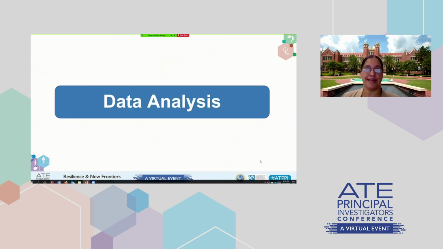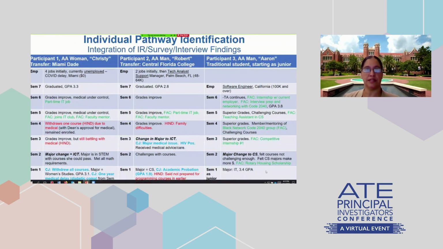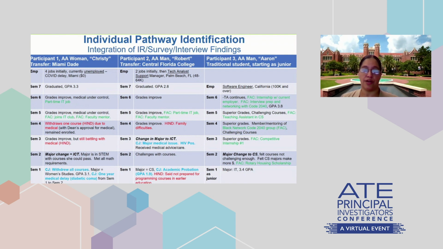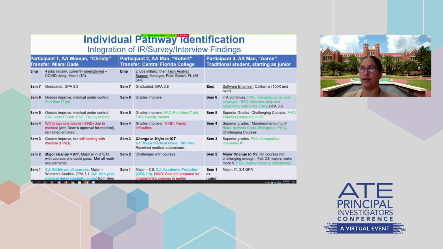So finally, we analyze data, right? So let's look a little bit at this. First, we structure the individual student pathways into semesters and embed facilitators, hindrances, and critical junctures based on what students have shared, right? Here, we're able to summarize the individual pathways of Christy, Robert, and Aaron, who graduated with an IT or computing degree. You'll see these critical junctures identified in blue, hindrances in red, and facilitators in green. And if you'll notice at the top, you'll get to see some of these issues.